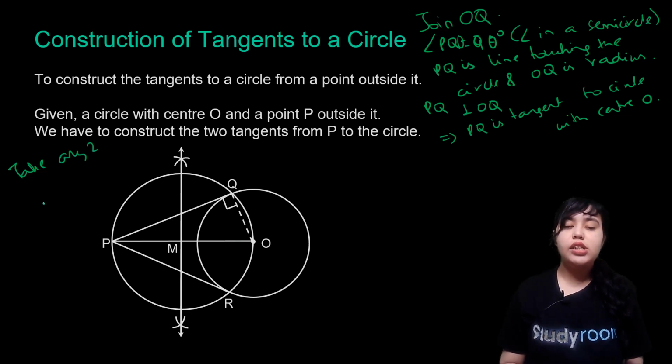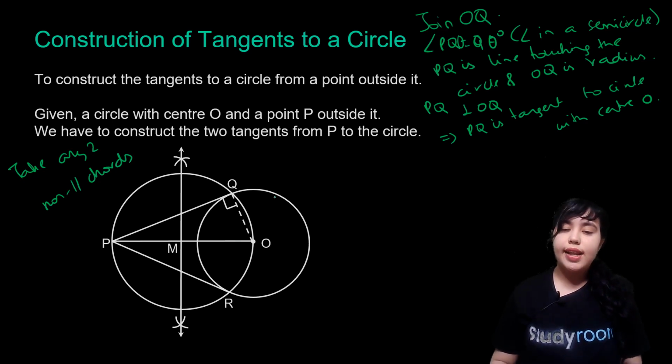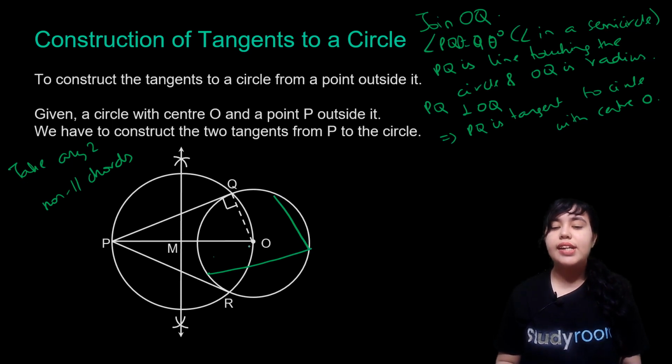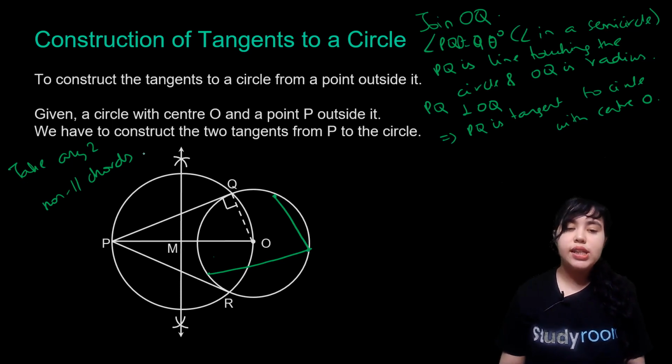So take any two non-parallel chords. You know what a chord means? Like you take this chord and you take this chord. Any two non-parallel chords. A chord is any line segment which joins two points on a circle. So you have to take any two non-parallel chords and construct their perpendicular bisectors.